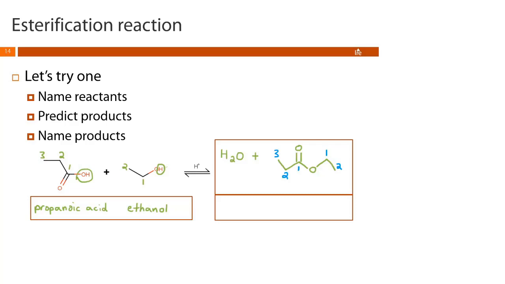Okay, so let's go ahead and name our products. So we know H2O is water, that's the easy one. And our ester, we're going to start by listing the alkyl group that makes up our alcohol residue. Then we're going to take our carboxylic acid residue, and we're going to drop the oic acid and replace it with oate. So that gives us a final IUPAC name of ethyl propanoate for our ester.